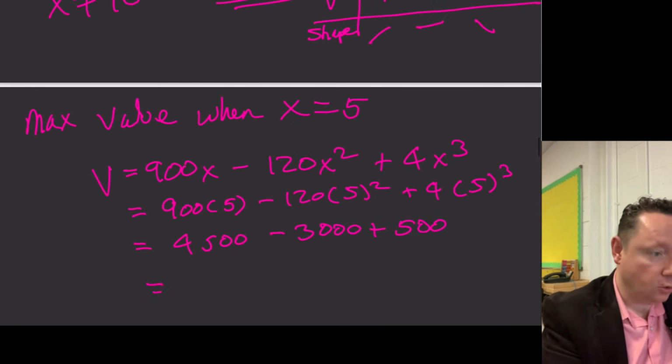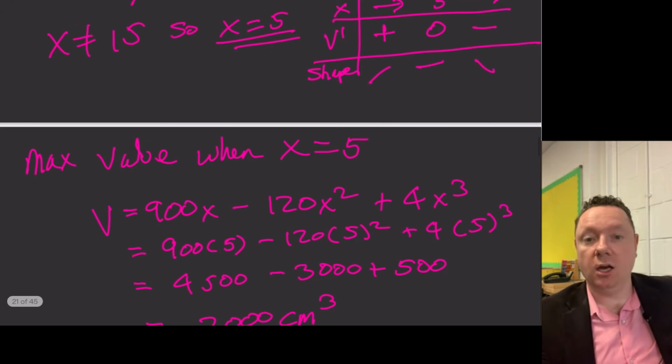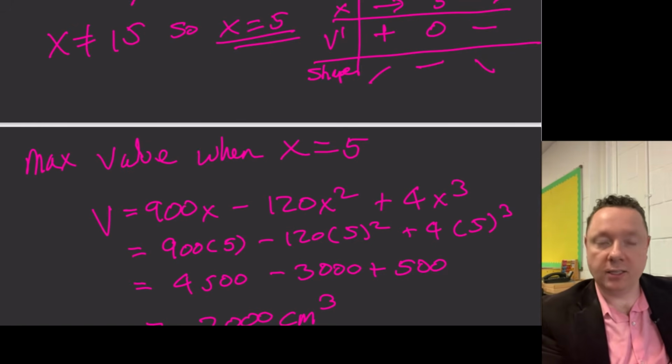So that is 2,000. And the units would be centimetres cubed because it was given to you as centimetres cubed to start with. Let's look at a further example like that.